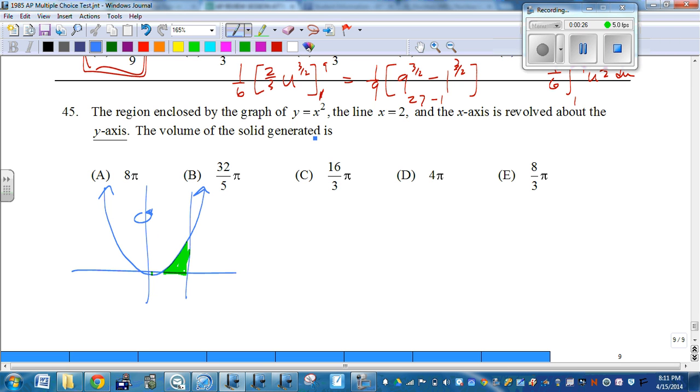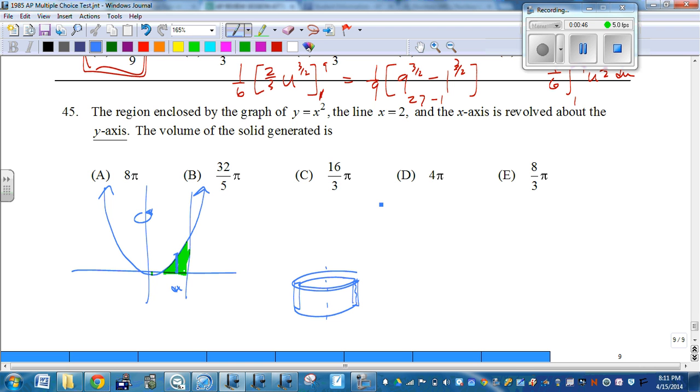Volume of the solid generated is, so we can do this as a dx cut or a dy cut. Set up a little bit better for dx, so I'm going to do that. If we take that vertical rectangle and spin it around a vertical axis, what kind of a shape do we get? Shell.